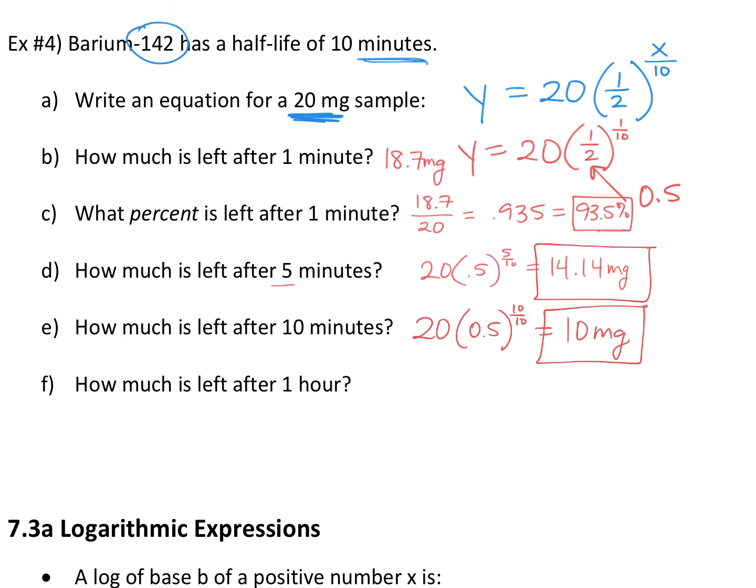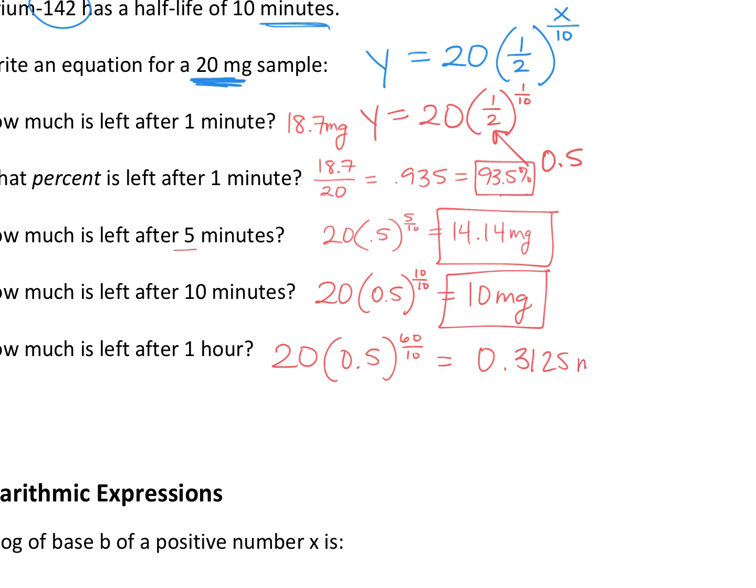So then it says how much is left after 1 hour. What do you have to plug in? 60. We're dealing with minutes here. So 20 times 0.5 to the 60 over 10. So really to the 6th power, if you will. And that comes out to 0.3125 milligrams. Not a lot left, okay? So this is an exponential decay situation. We started at 20 and it went like this, all right? Questions on that?